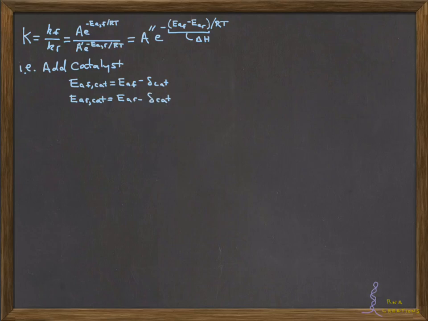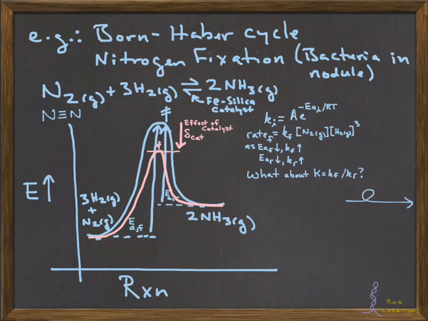Let's go back and take a look at that. And we can see here that delta cat is subtracted off both the forward E sub A F, and the exact same amount is subtracted off from the reverse activation energy, E sub A reverse. And that's because there's a single transition state in this particular one-step reaction, and it's lowered by the exact same amount, delta sub cat.